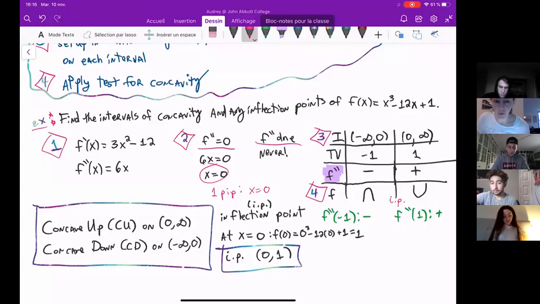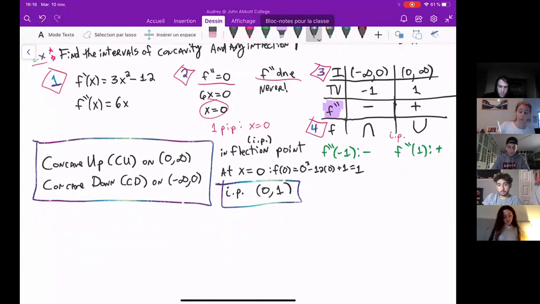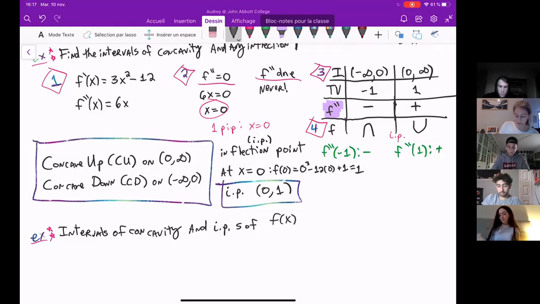Okay, so next question. This question was really straightforward. We didn't have much to do in terms of finding the second derivative, finding the pips. So in our next examples, it's going to be a little bit more challenging, and we're going to really focus on simplifying the second derivative. How do we find pips when it's challenging? So intervals of concavity and inflection points of f of x is equal to natural log of x squared minus 4x plus 40.